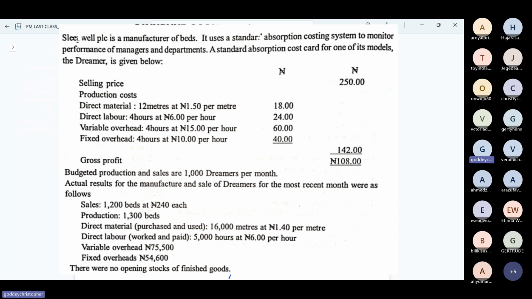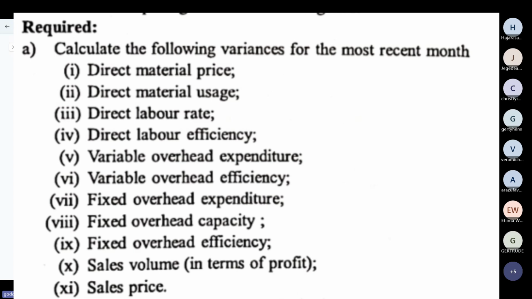Variable overhead, 75,500. And then you have fixed overhead, 54,600. You're required to calculate all the basic variances: direct material price, direct labor usage, and so on. All right, so let's start. Illustration 1.